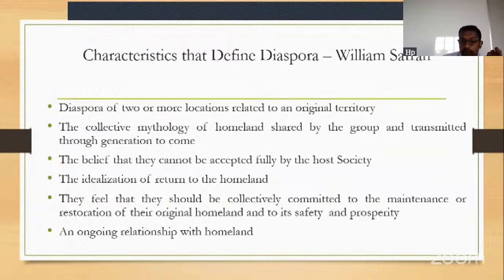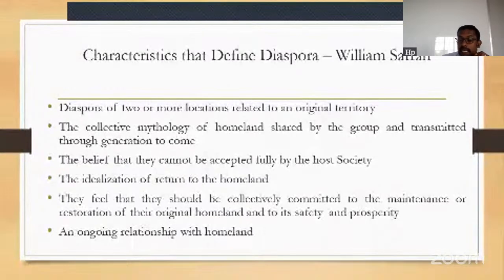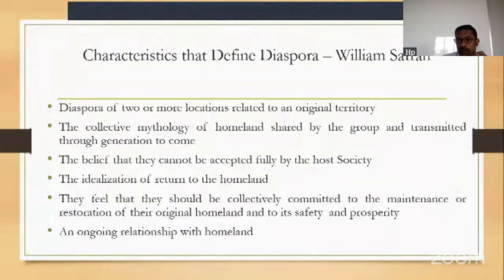So they feel that one day or the other they will come to the homeland. They feel that they should be collectively committed to the maintenance or restoration of their original homeland and its safety and prosperity. So even though people live in other countries, they feel that we are committed to the maintenance and restoration of the original homeland.